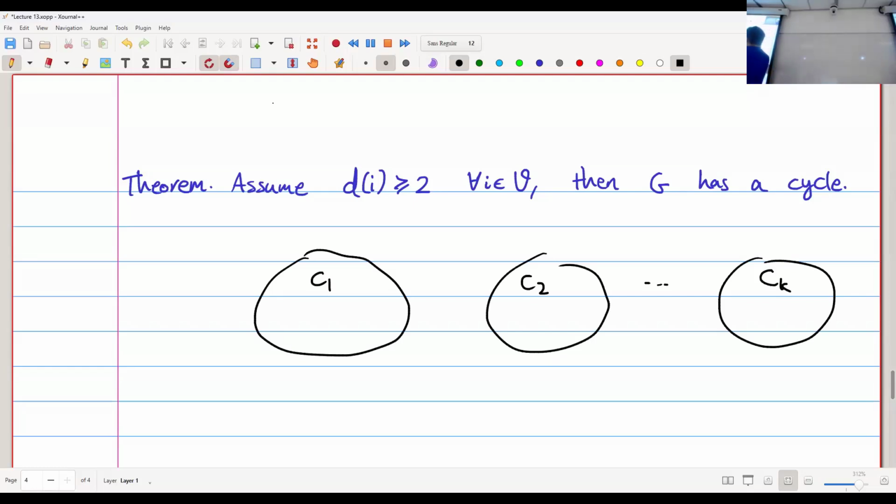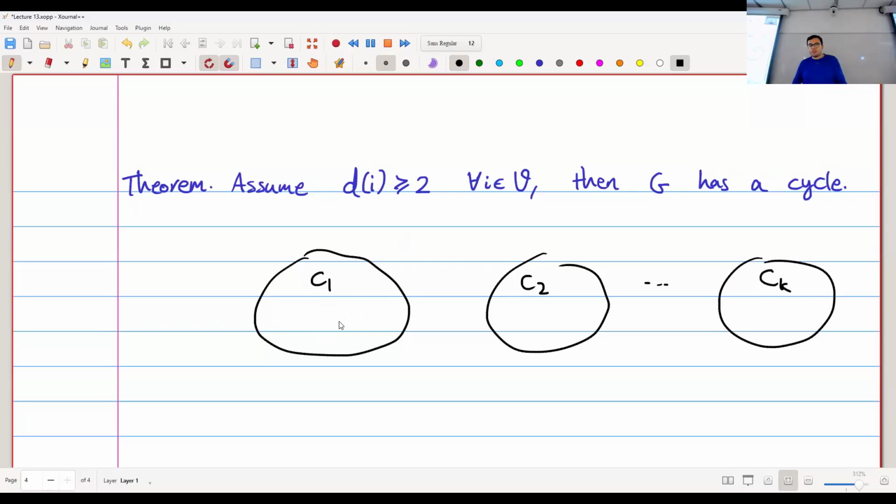If G has no cycle, then each of these connected components should be a tree. Right? But we just talked about this. If I have a tree, and if this tree has 2 vertices, then it's definitely going to have 2 leaves as well. But I cannot have any leaves. Right? So the only remaining case is that these trees have only 1 vertex each. But if you have 1 vertex, then the degree of that vertex is 0. Right? So that's also not possible.